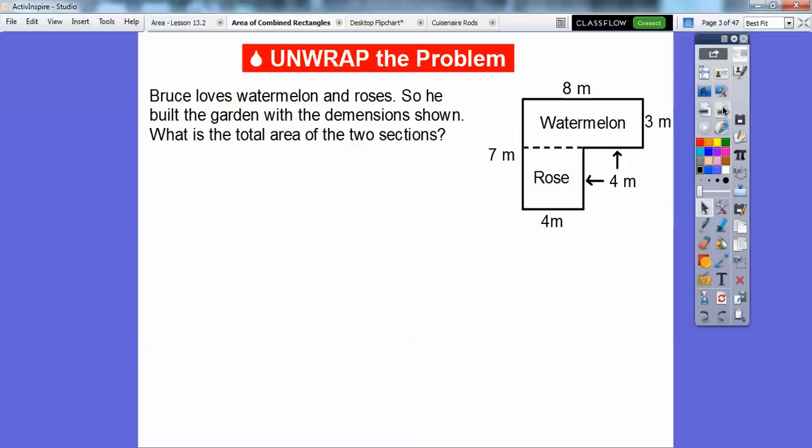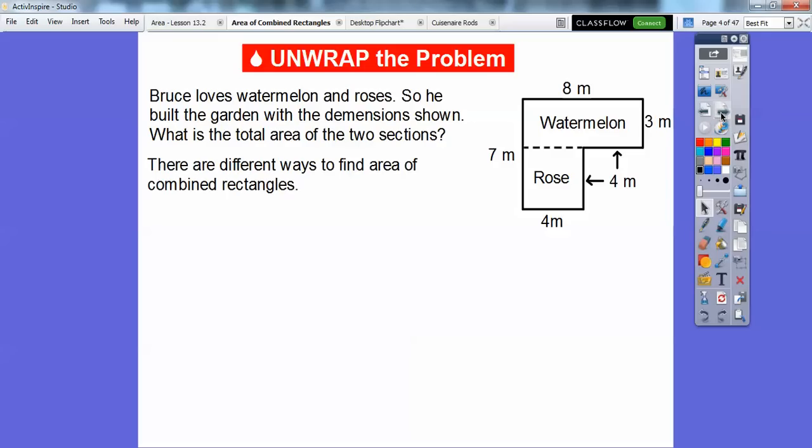Here we have a couple of rectangles. Bruce loves watermelon and roses. He built the garden with the dimensions shown over here. It looks like a rectangle of watermelon and a smaller rectangle of roses. This almost looks like a square right here. So what is the total area of the two sections?